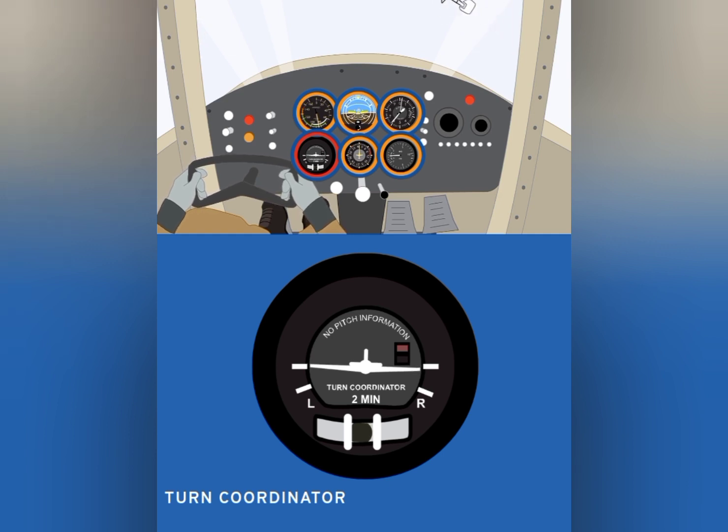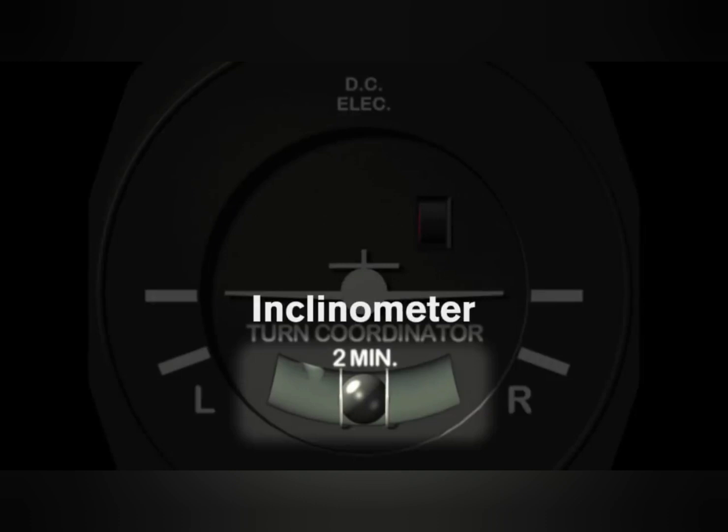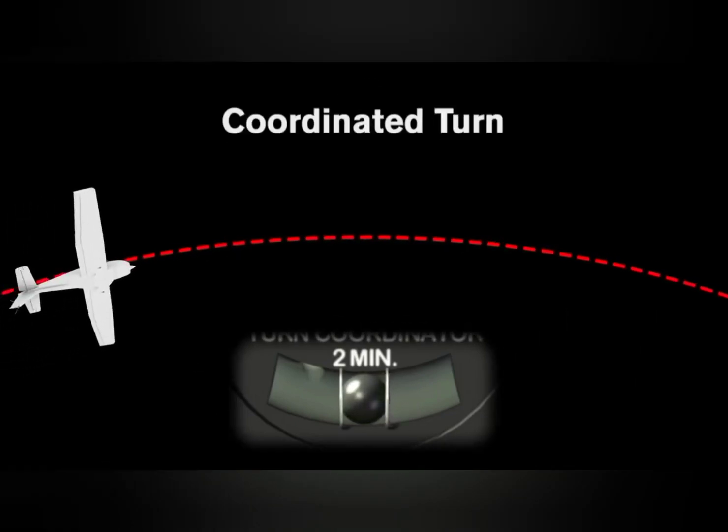The turn coordinator consists of a gyroscope mounted at a 30-degree angle upward in relation to the longitudinal axis of the aircraft. The turn coordinator combines two instruments into one: a rate of turn indicator and a slip-skid indicator, the inclinometer. First, the rate of turn indicator.